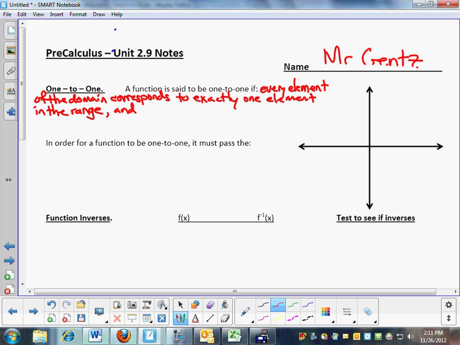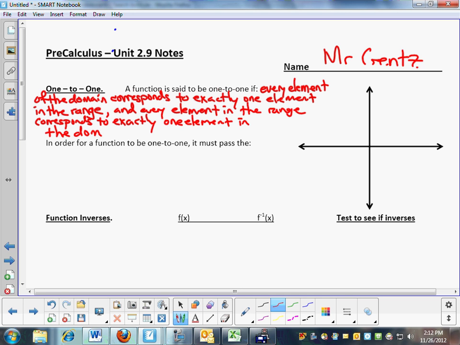And every element in the range corresponds to exactly one element in the domain. Let you finish writing that down.